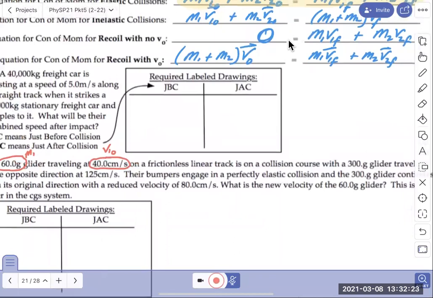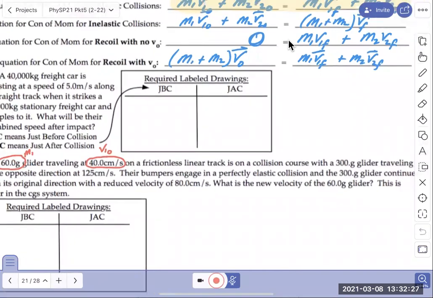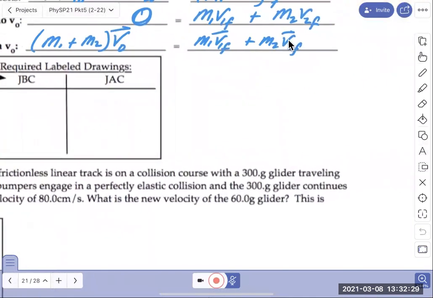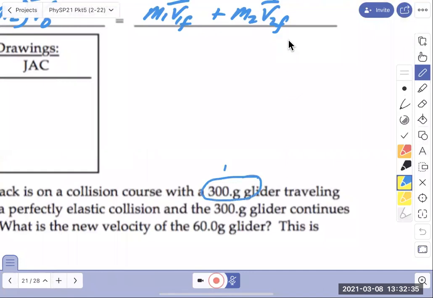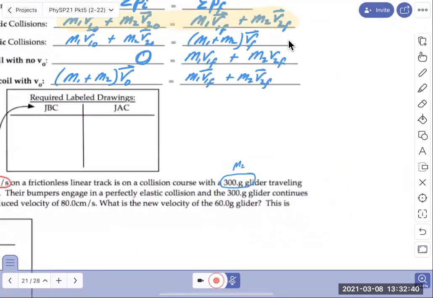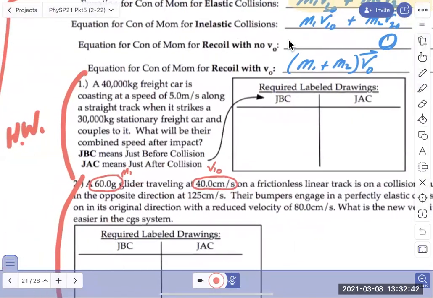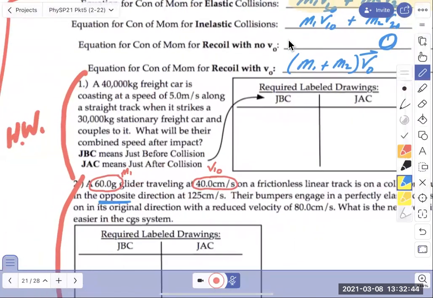Air tracks have other problems, but friction is not an issue. It is on a collision course with a 300-gram glider. I'll make that Blue Boy. So that's M2, traveling in the opposite direction. Double check, opposite, underline that, direction at 125 centimeters per second. So that is V2 naught.